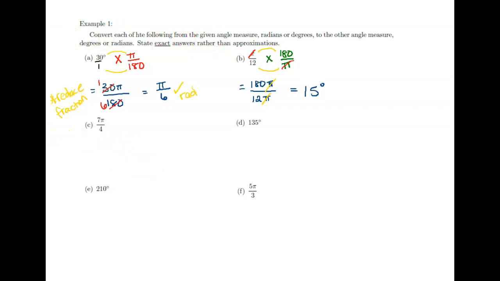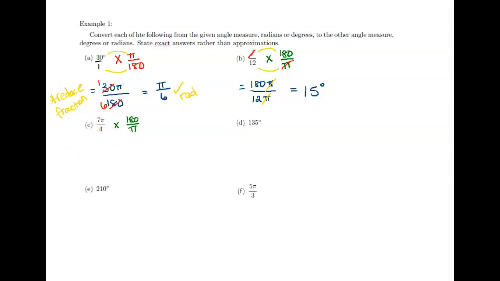Let's do the next example. 7 pi over 4. So since I have a pi, that means I am in radians. And if I want to convert to degrees, I have to cancel out that pi, which means I'd be multiplying by 180 over pi, so that those will cancel.